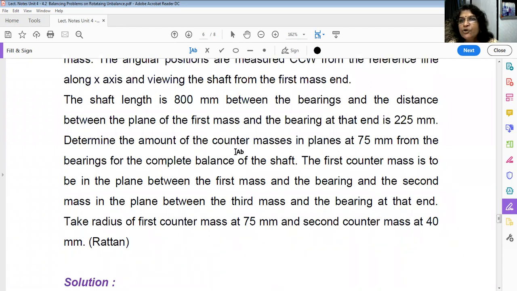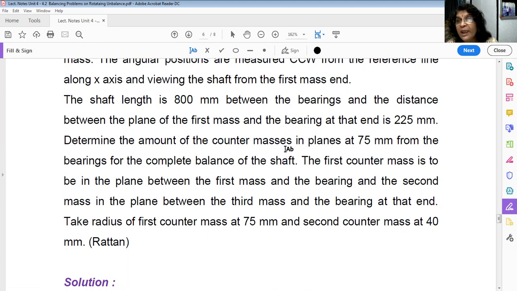Determine the amount of counter masses in planes at 75 mm from the bearings for complete balance of the shaft. Okay. So we have to determine the amount of counter masses. It means we have to balance the system in two planes. There is not only one plane. It is in our hand. We can select one plane also to balance the system, or we can select two planes also. Okay. Now they have mentioned two planes.